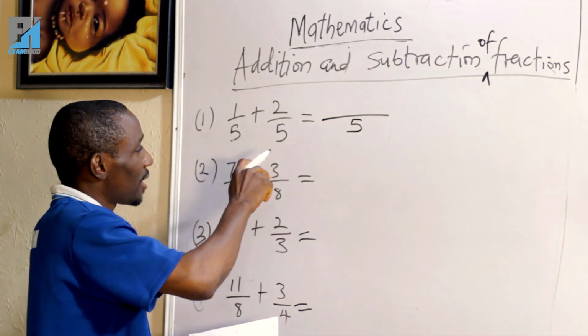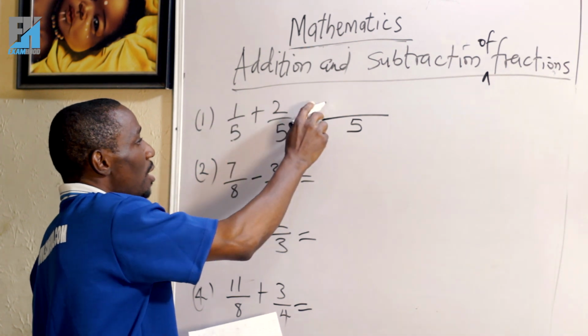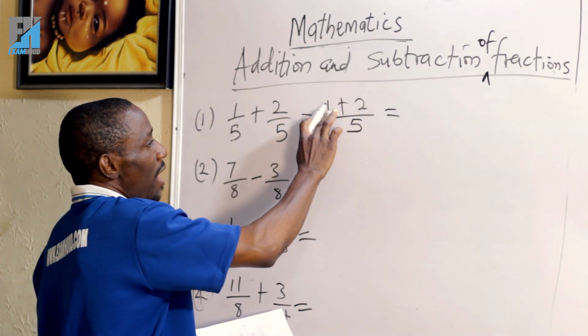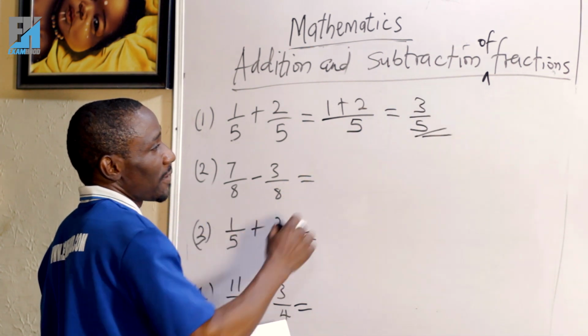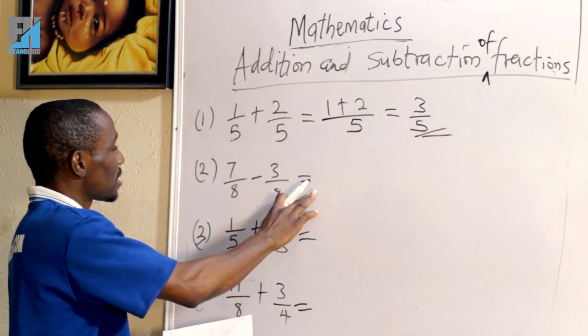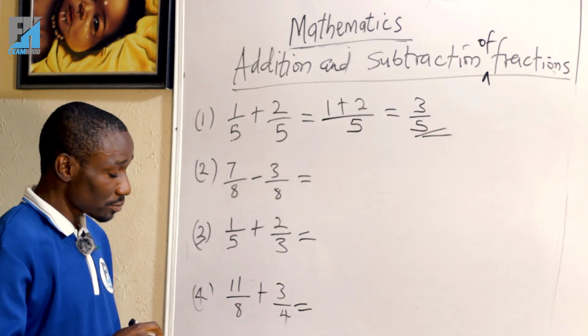You just pick one denominator. Then you add up the numerators. The numerators are 1 and 2. 1 plus 2 gives you what? 3 over 5. So that's your final answer, 3 over 5.